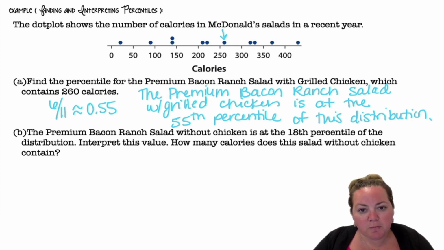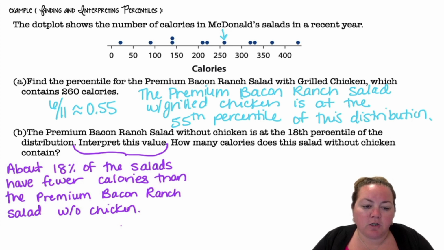All right, the premium bacon ranch salad without chicken is at the 18th percentile of the distribution. Interpret this value, and how many calories does this salad without chicken contain? All right, so we're going to interpret that value at the 18th percentile first. So about 18% of the salads have fewer calories than the premium bacon ranch salad without chicken. All right, because it's the percent that's less than the value in question.